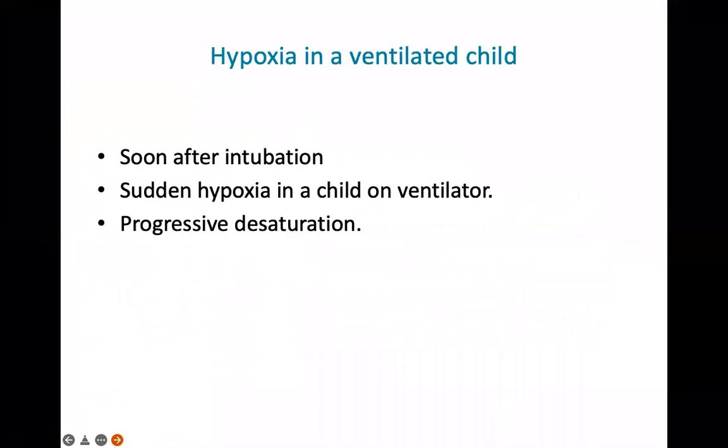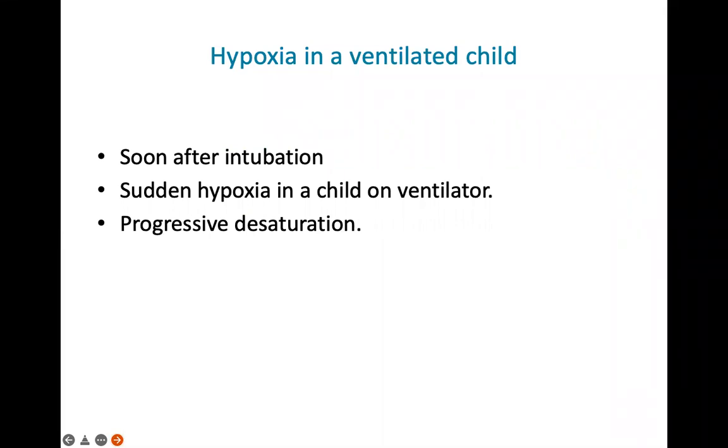Now we need to know that hypoxia in a ventilated child can happen due to various reasons, and as the reasons are varied, so are the solutions. Three common clinical situations when we encounter hypoxia: one is soon after intubation. A child might have been okay, in the sense the saturation might have been relatively better pre-intubation, and suddenly the child deteriorates post-intubation.